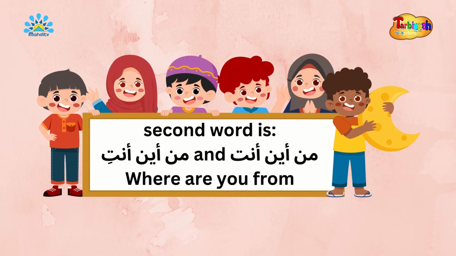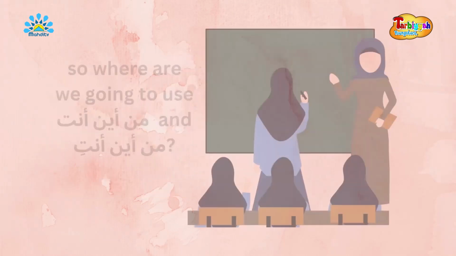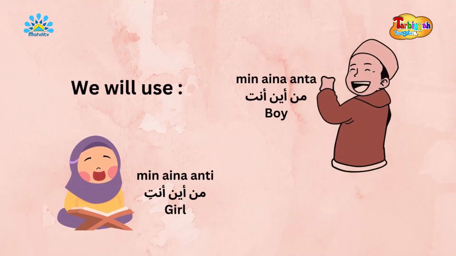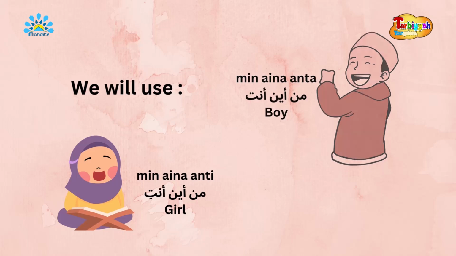Our second word is Min aina anta. Where are you from? And Min aina anti. Where are you from? So, where are we going to use Min aina anta and Min aina anti? We will use Min aina anta when we want to ask a boy where are you from. And we will use Min aina anti when we want to ask a girl where are you from.